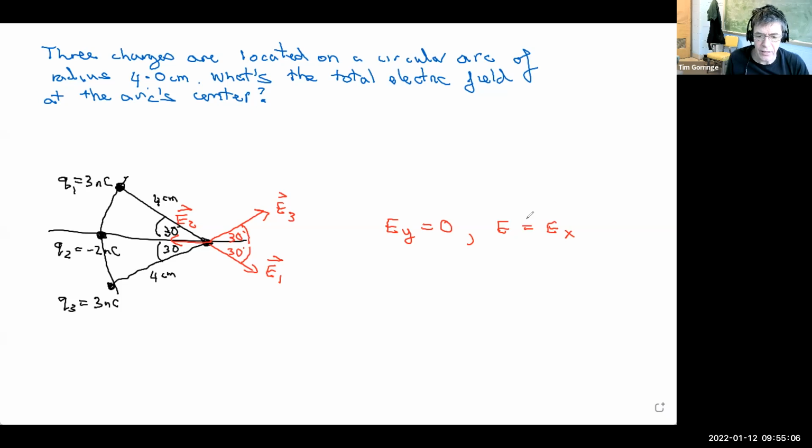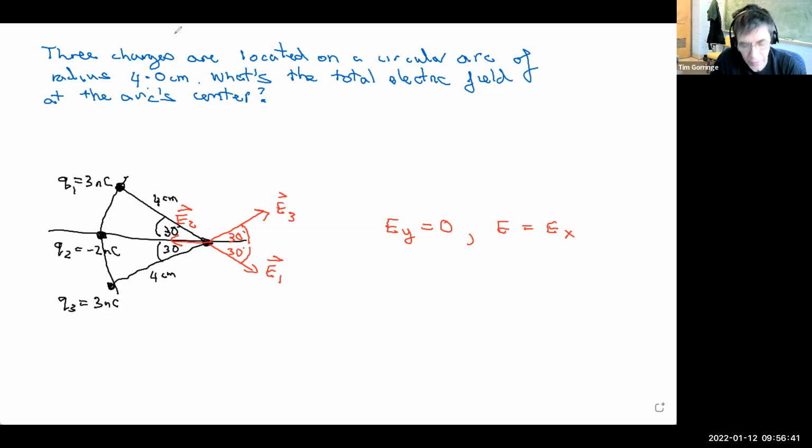I'm going to do it in a couple of steps. The first little step is to just find the magnitudes of E1, E2, and E3. Write down the magnitudes of those fields. And then once I've got the magnitudes, I'm going to use them to determine the x components of each of the fields, E1x, E2x, E3x, and add those up. Then I've got the resulting x component of the net electric field, which is the magnitude of the net electric field.